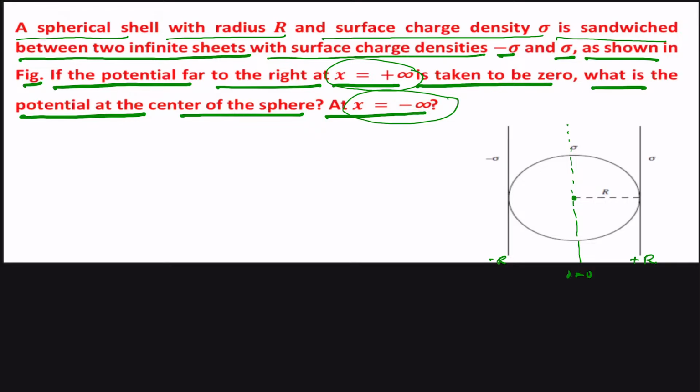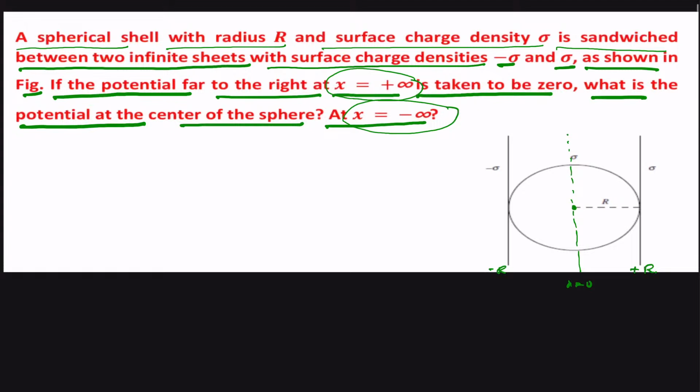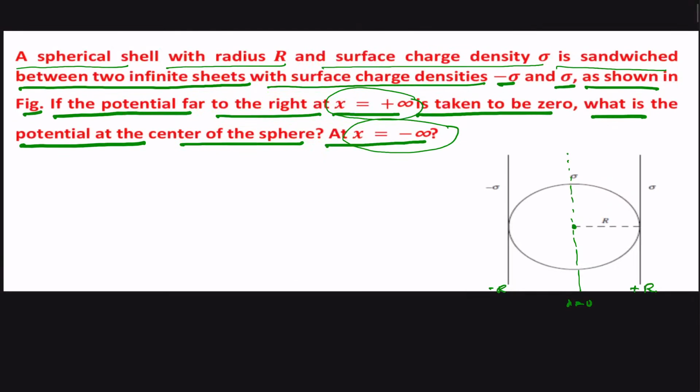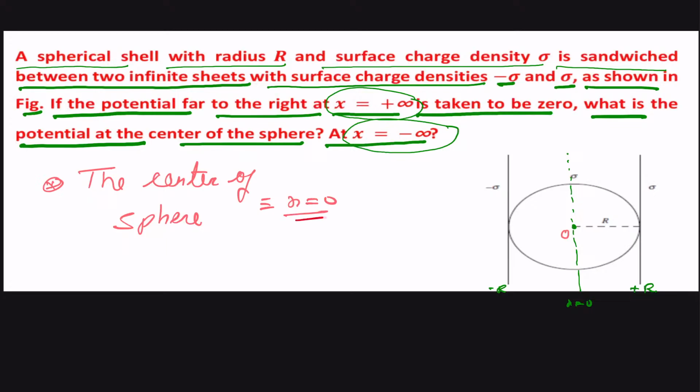So let us state that the center of the sphere, which we have taken as origin O, is at x equal to 0. It is entirely lying on the x-axis. So this is our x-axis, and obviously this is our y-axis.